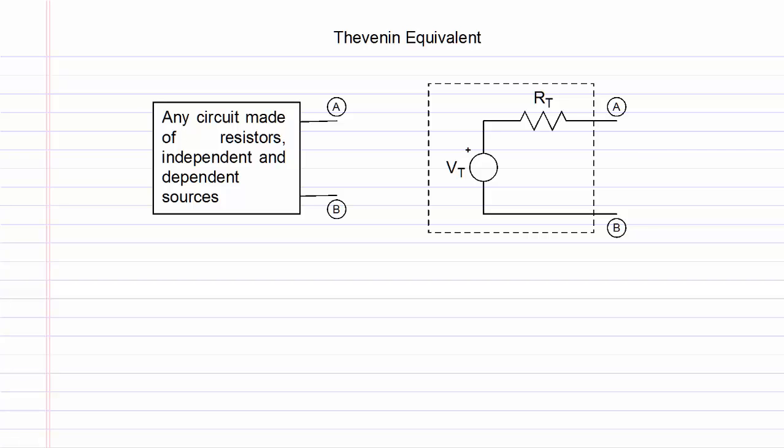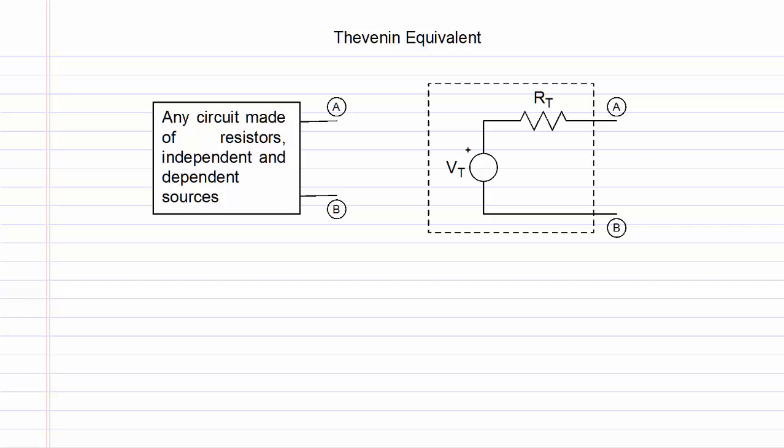The circuit on the left can be replaced by the circuit on the right, which consists of an independent voltage source of value Vt in series with a resistor of value Rt. The circuit on the right is also enclosed in a box, and it has two terminals A and B coming out of the box. And both circuits have the same behavior at the terminals A and B regardless of what is connected to these terminals.